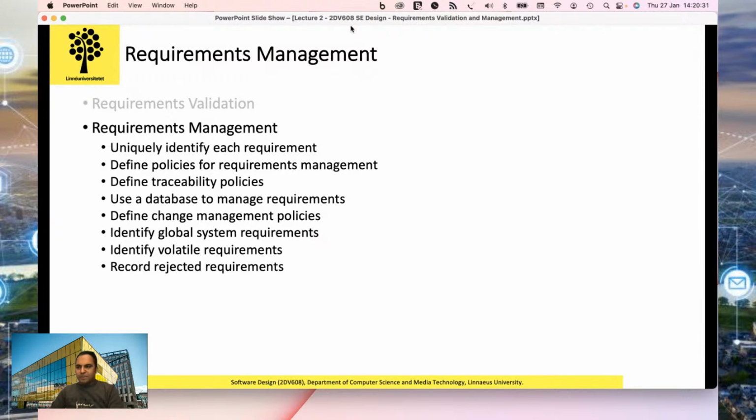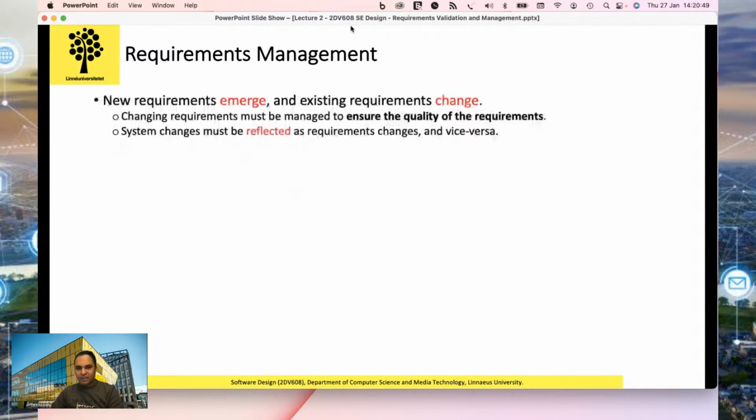So the second part, requirements management, and how we can manage requirements at various steps or stages of the life of the requirements. Why this requirements management is critical or essential is also because we do not have the same set of requirements, nor do our requirements ever stay unchanged.